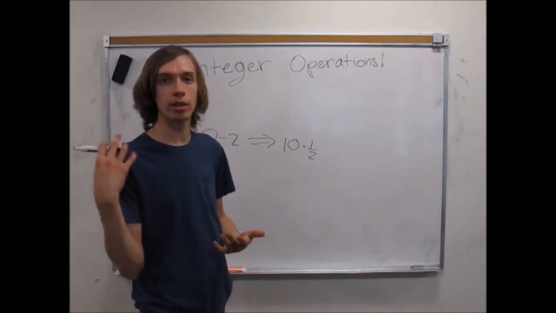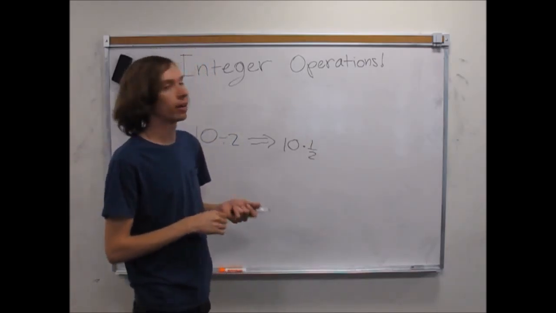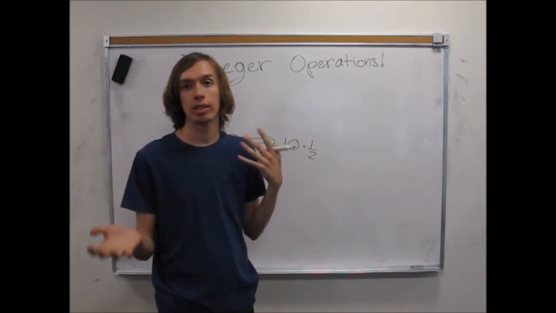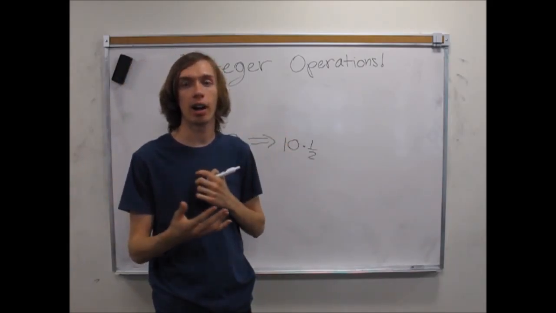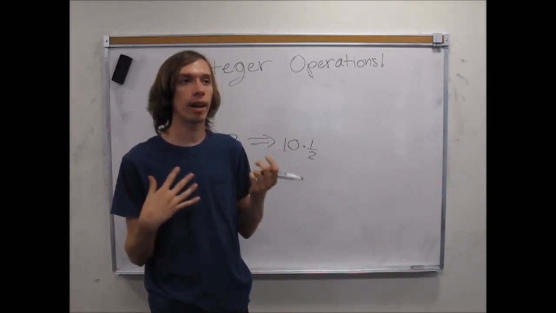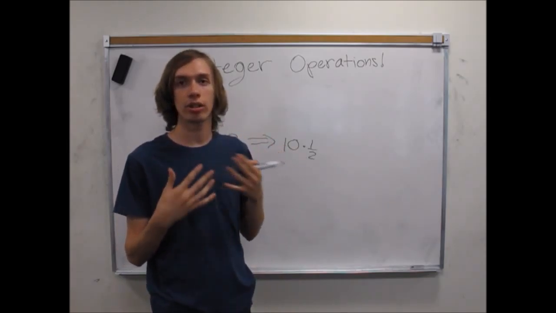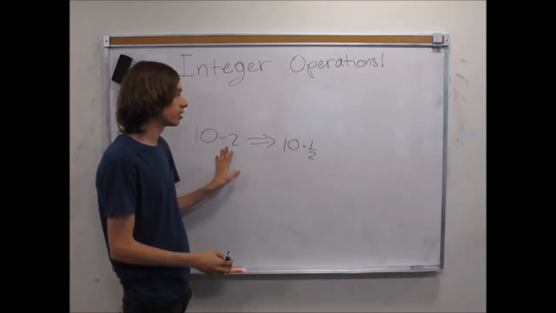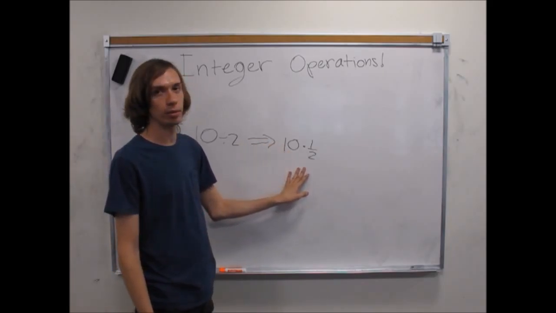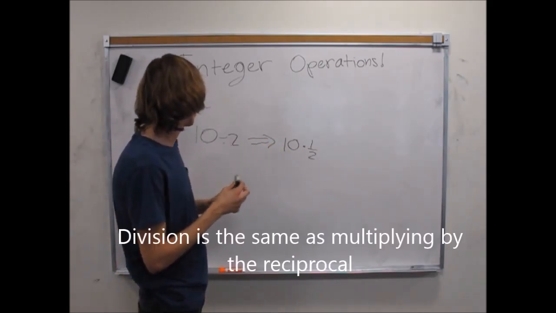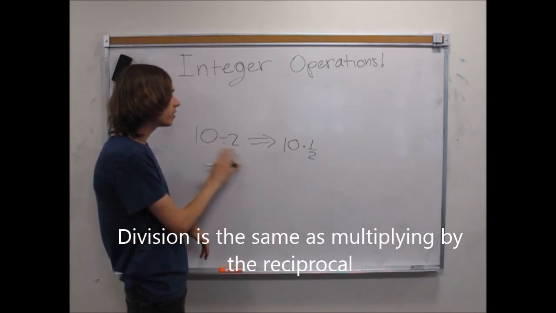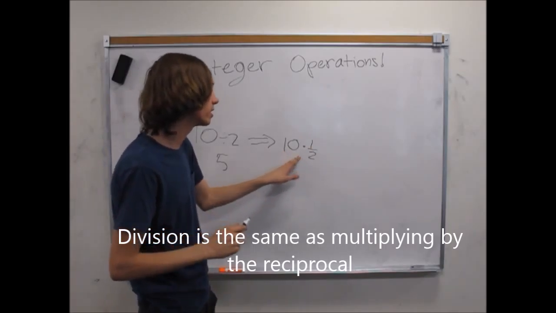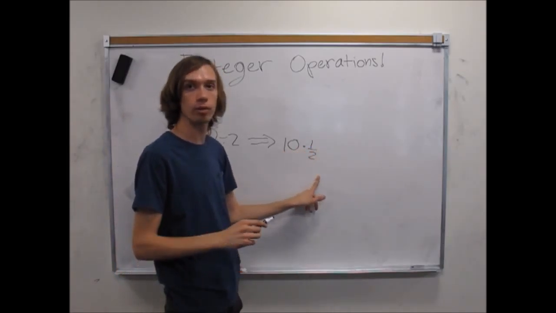Alright, so now that we're done talking about multiplication, let's talk a little bit about division. And remember earlier we talked about how subtraction is really just addition, but adding by the opposite integer. Well, multiplication and division share something similar. They're also kind of the same thing, except division is really just multiplying by the reciprocal. And I don't know, maybe that might sound a little confusing, so I'll just show you really quick. 10 divided by 2, which would equal 5, is actually the same thing as 10 times 1 over 2.